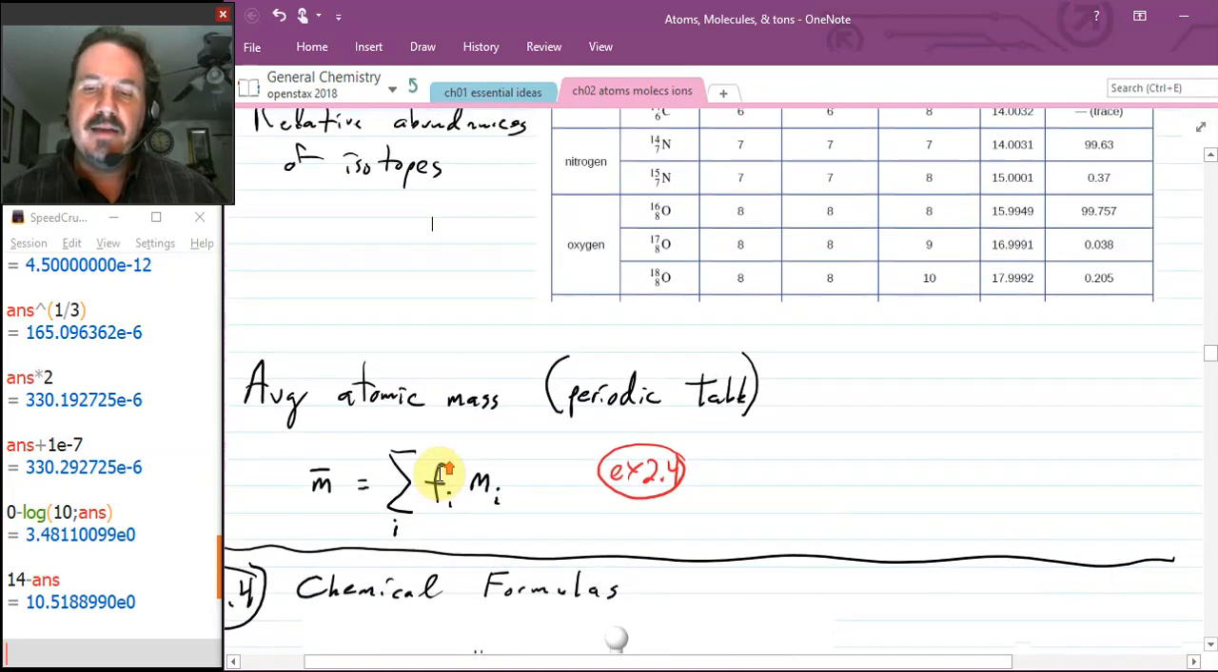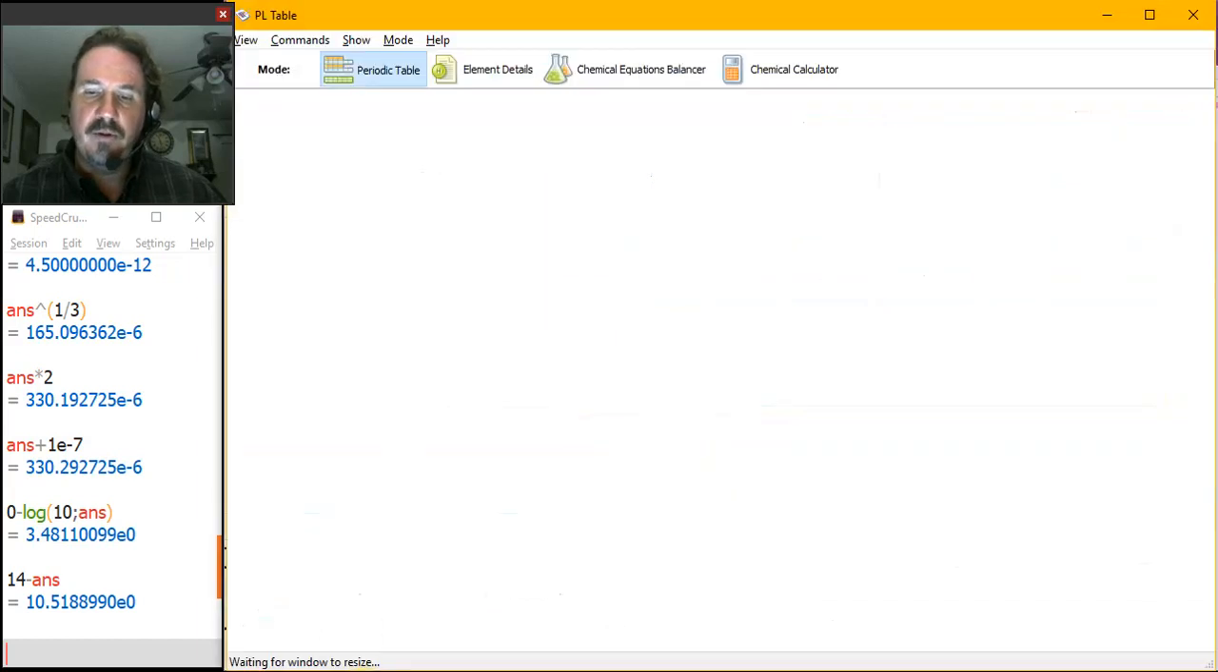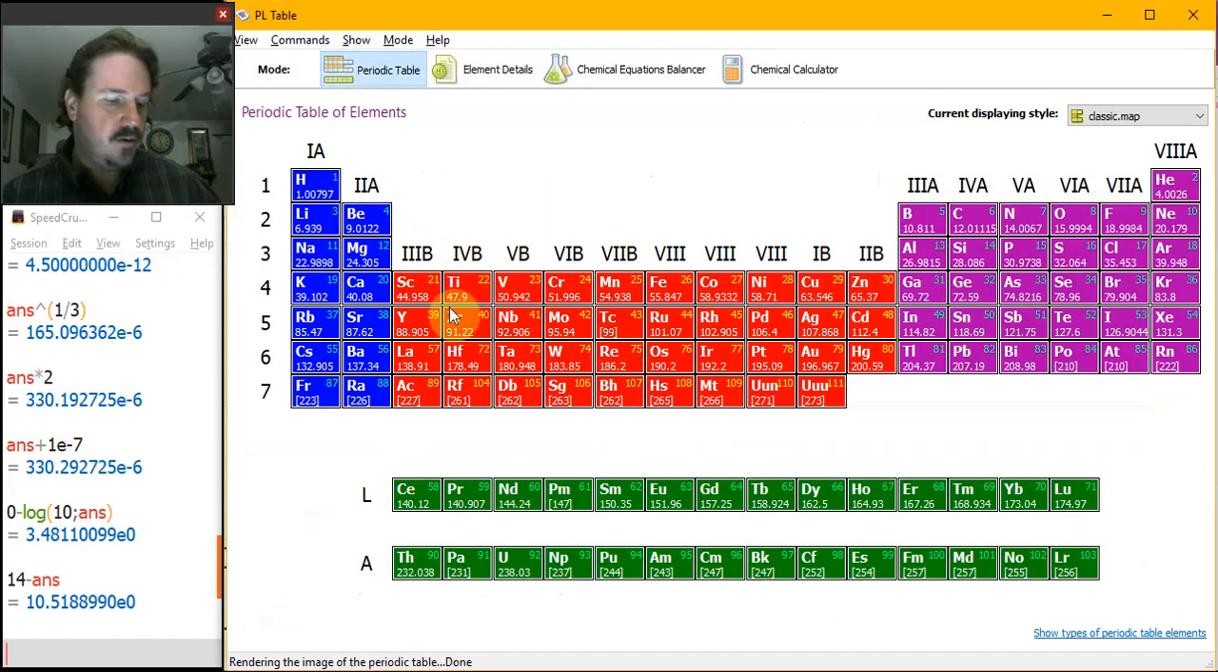Last thing to talk about in this section is the average atomic mass. Let's pull up the periodic table again. If I look at that, there are these numbers down here at the bottom: iron 55.847, or carbon 12.01115. Where do these numbers come from? Let's look at the carbon one, 12.01115. This is the mass in amu of a carbon atom.